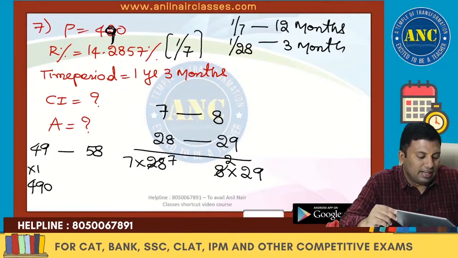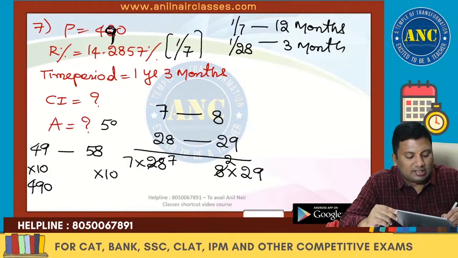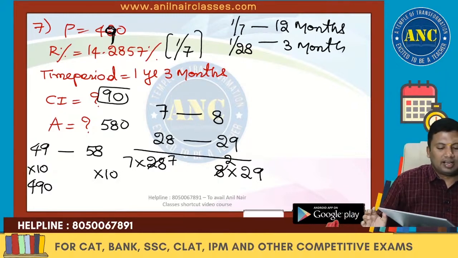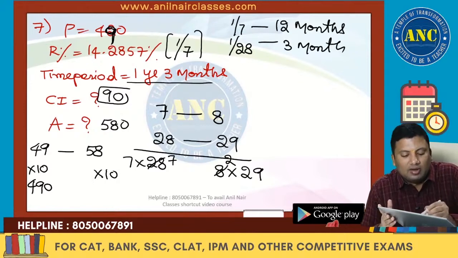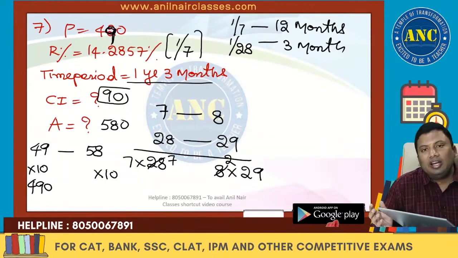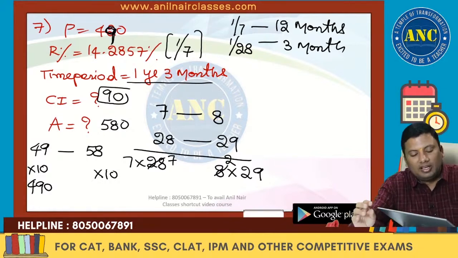490, so it is into 10. It is also into 10. Amount is 580. CI is nothing but 9 into 10, 90. I hope the idea is clear. 1 year 6 months, 1 year 2 months, 1 year 3 months, anything you can do. Now, please write down, sir.